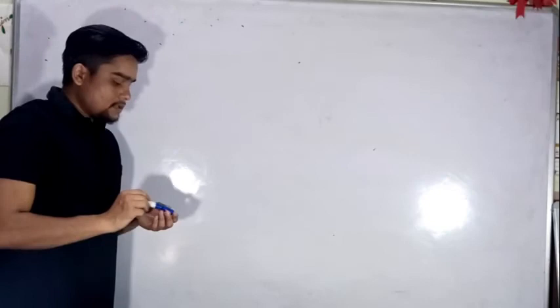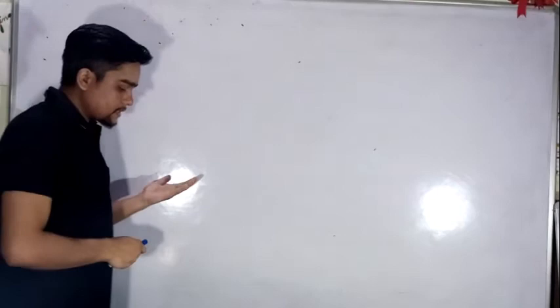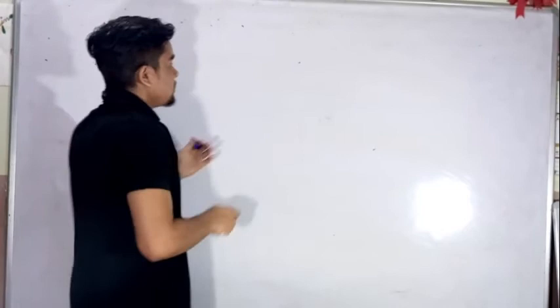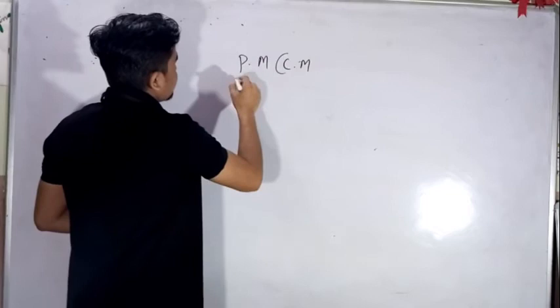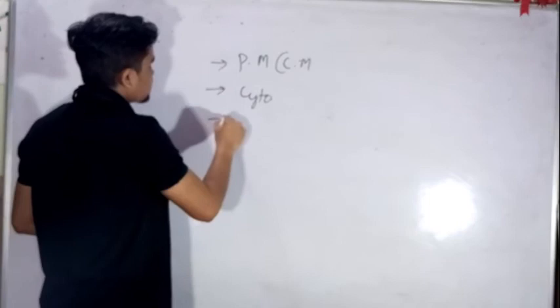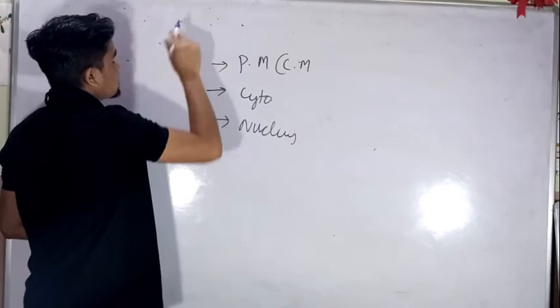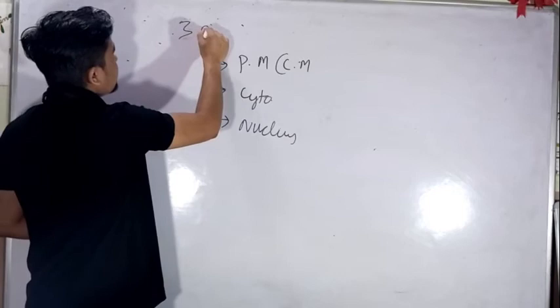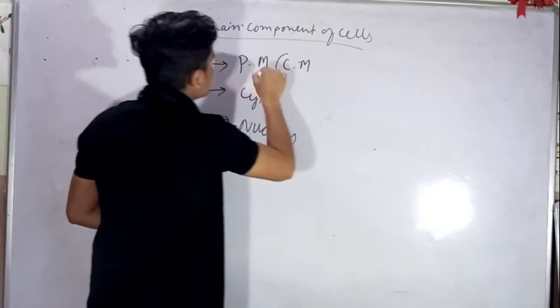So, every cell consists of a plasma membrane, cytoplasm, and nucleus. The plasma membrane is also called the cell membrane. Next, the cytoplasm. Then the nucleus. These are the three main components of cells, also known as cell parts.